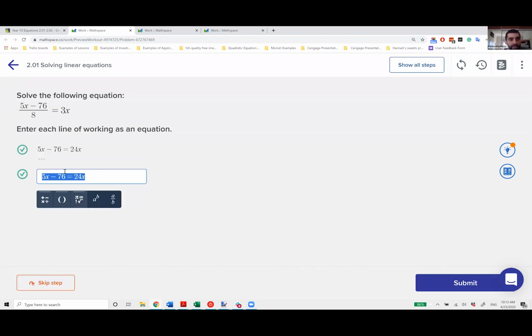Cool. Next step is to get the x's all on one side, right? So again, we could either move it to this side or move it to that side. It's easier to keep it positive. So if I subtract 5x from here, I'll get rid of the 5x there, and if I subtract 5x from here, I'm going to get 19x.